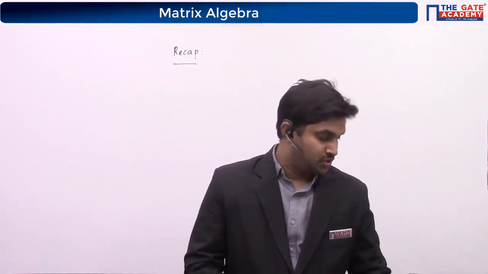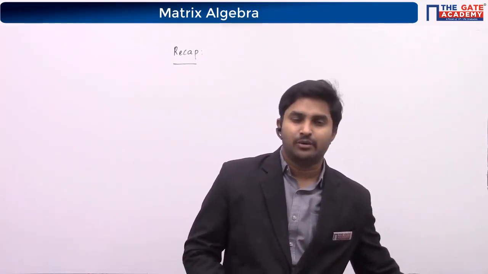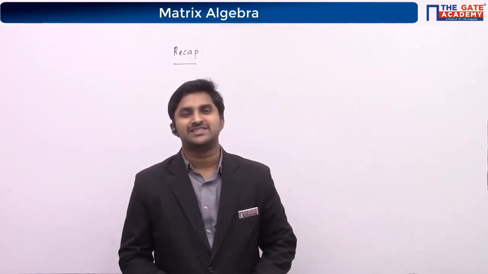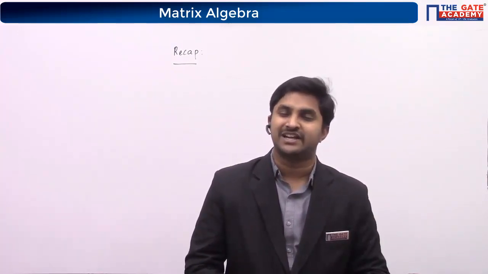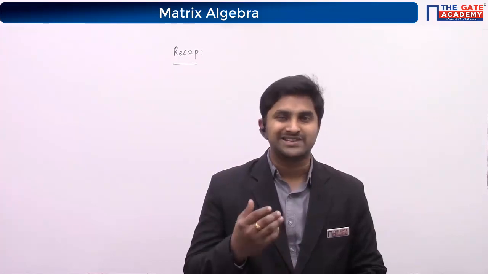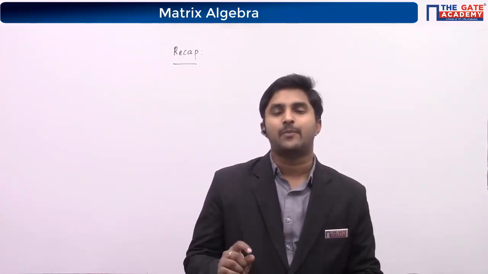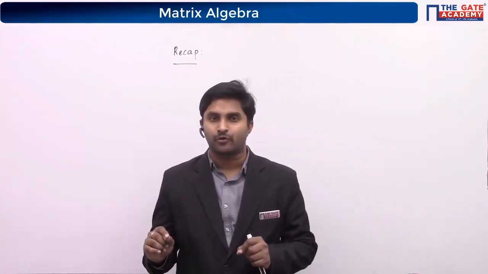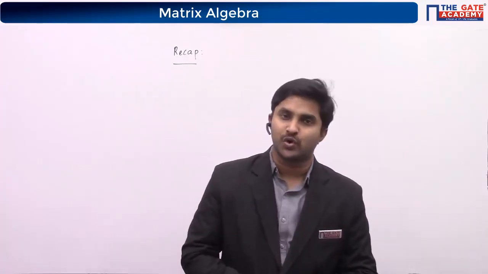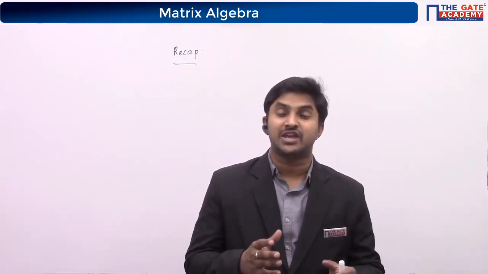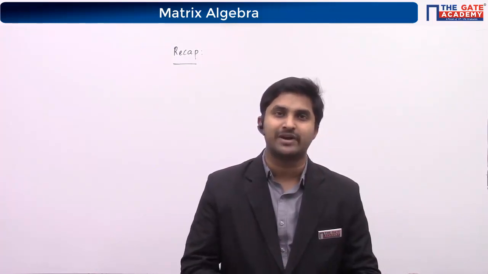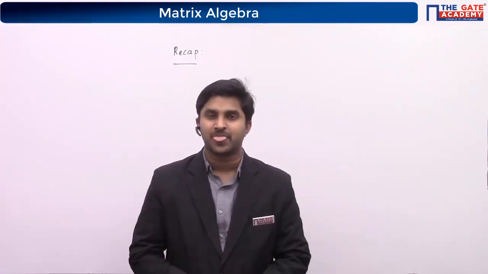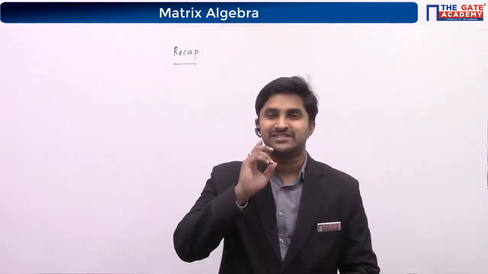When we started discussing matrices, we saw the representation of a matrix, how we can represent a matrix in terms of rows and columns, and what the order of the matrix is. If the number of rows is equal to the number of columns, we call it a square matrix. If it is not equal, we call it a rectangular matrix. We have seen some basic things.